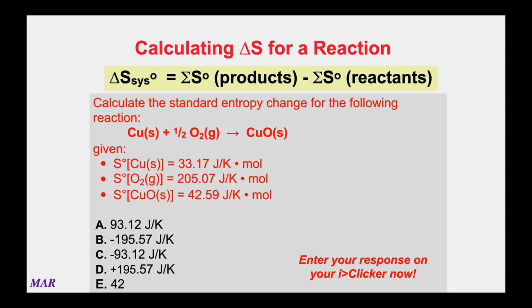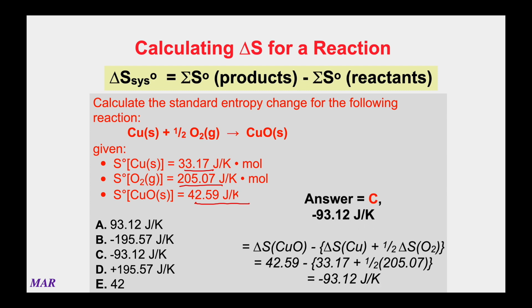So anyway, we take the copper oxide, which is this number, and subtract just the copper and 1/2 the oxygen. So do this in your calculator or just see what happens here in a little bit. The entropy here, copper oxide minus the copper and half an oxygen, you end up with a negative 93.12 joules per Kelvin value. So entropy is decreasing in this reaction.